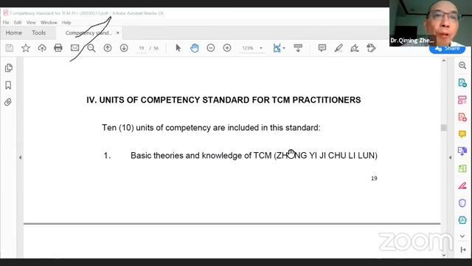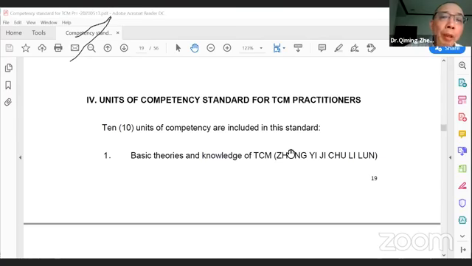So this is the form of Chinese medicine clinical skills, and includes acupuncture, tuina, moxibustion. So 5 major clinical skills form the qualified traditional Chinese medicine practitioner. So we include the 5 clinical skills in the standard.